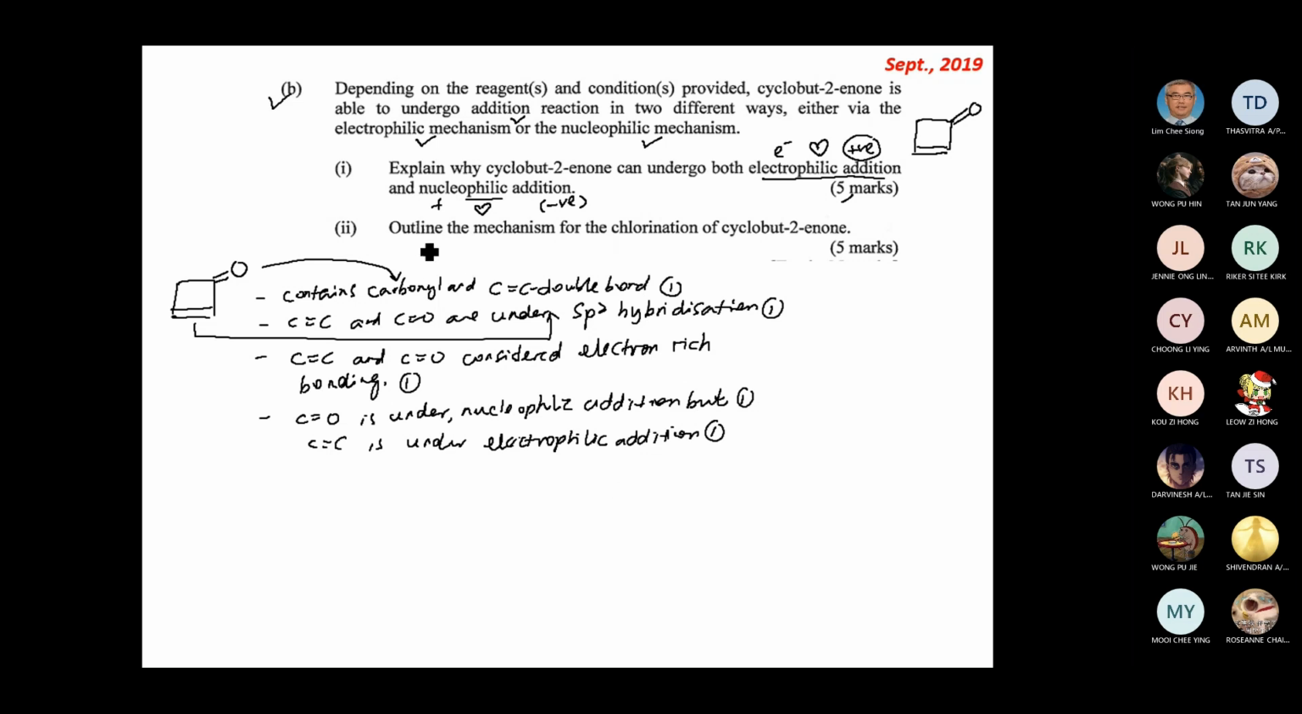Okay, so now outline the mechanism for chlorination of cyclobutene. So under chlorination we know this is under electrophilic addition. What to do? I show you one. Later I ask you one question to show me. So first, I show the chemical structure and I need Cl with Cl. So I should connect it here. Form the second compound.